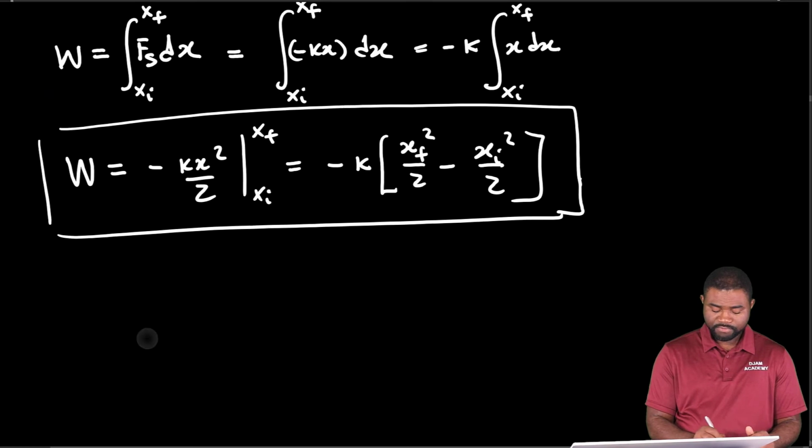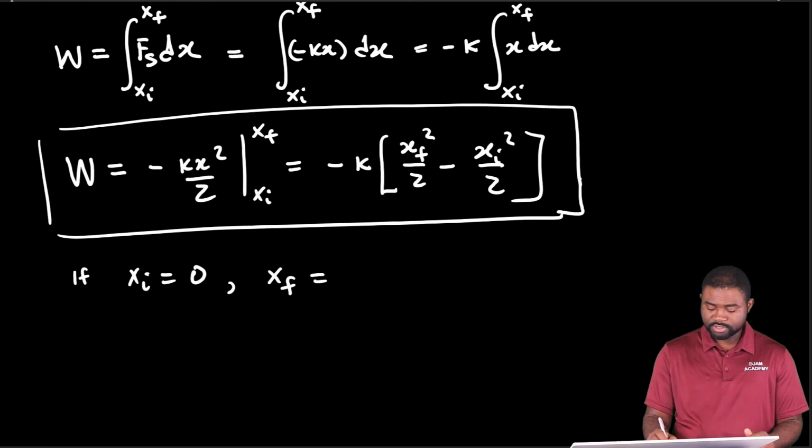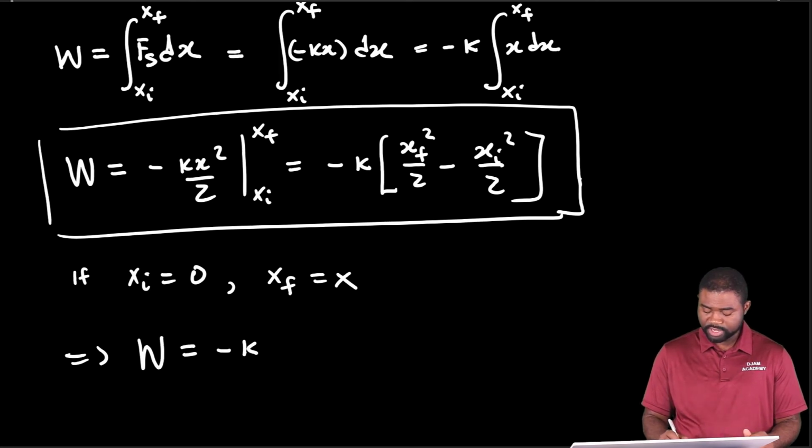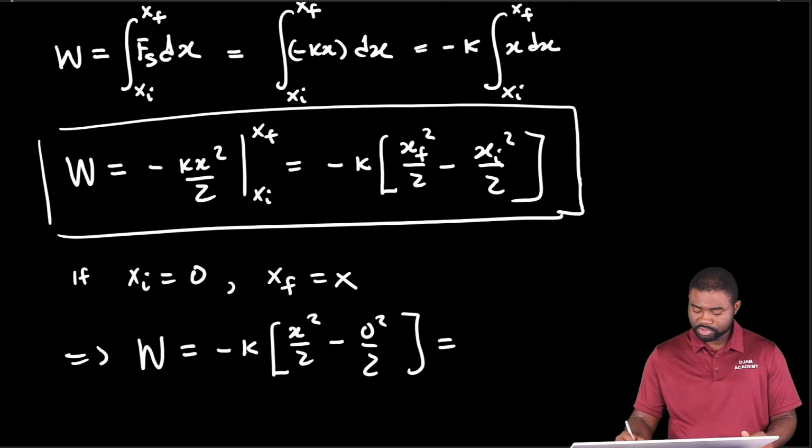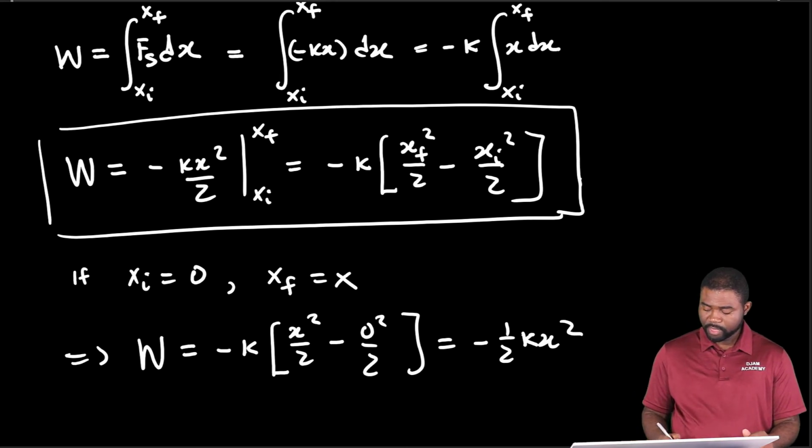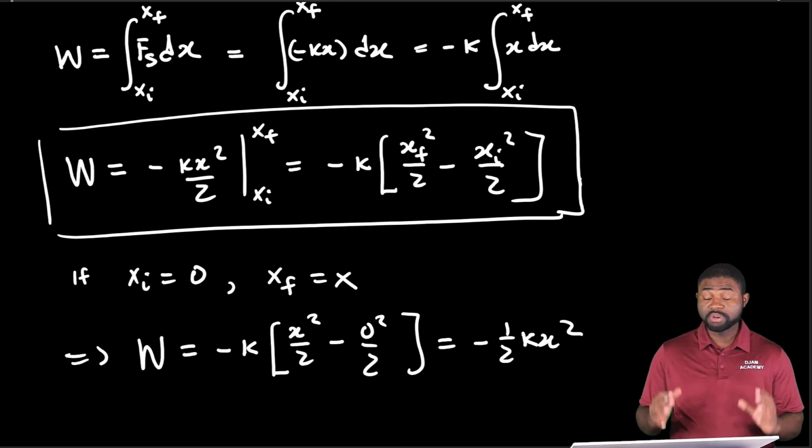Now, if x initial is 0 and x final is x, this would mean that the work done will be equal to negative k, bracket, x squared over 2 minus 0 squared over 2, which is equal to negative 1/2 kx squared. This is the work done by the spring.